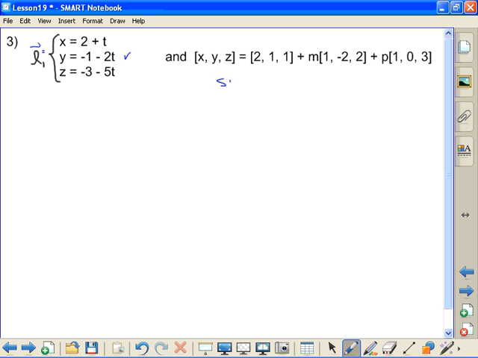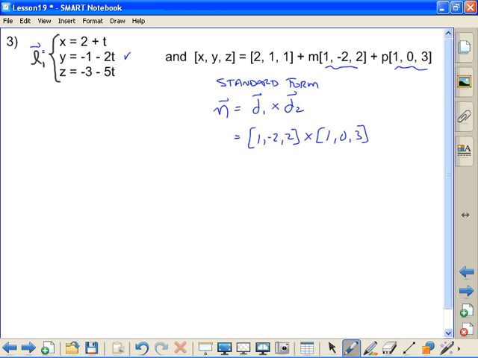So standard form, in order to do that we need the normal. The normal comes from taking the cross product of the given two direction vectors. So D1 cross with D2. So we need to find the cross product of (1, -2, 2) crossed with (1, 0, 3) in order to successfully finish the question. Oops, so off to the side here doing the cross product. Getting ahead of myself.